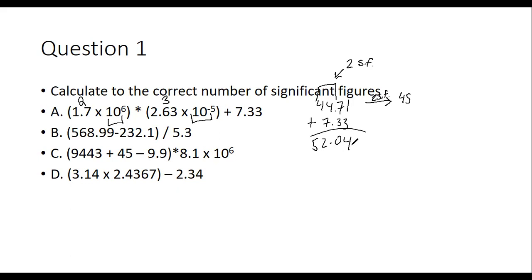All right. Now, the addition and subtraction rule says I need to have my answer have the same number of digits after the decimal as whatever number has the lowest number after the decimal. This is going to be weird to you, but see if you can follow along. 7.33, that's the easy one. There are actually 2 numbers after the decimal. 44.71, there are 0 numbers after the decimal.